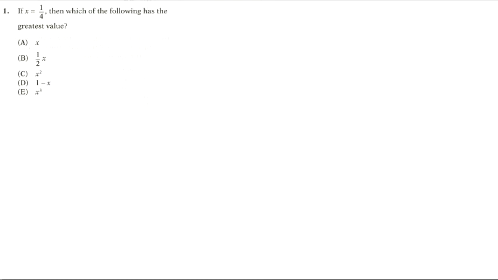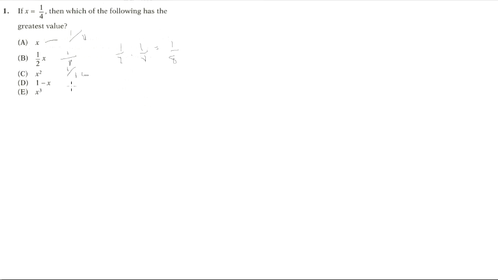Okay, if x is 1/4, which has the greatest value? Well, this here has a value of 1/4, of course. 1/2 of a quarter will be less than that, because you'll end up with 1/8, right? Because you have 1/2 times 1/4 equals 1/8. You have to multiply the tops and the bottoms. Easy stuff. 1/4 times 1/4 is 1/16.